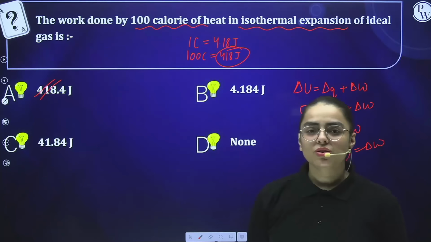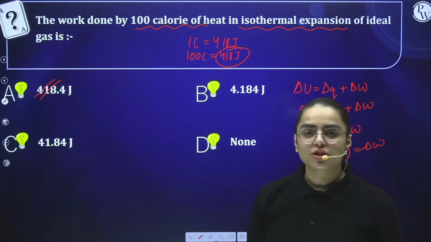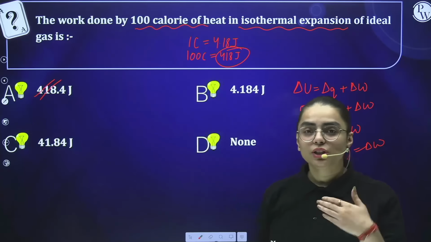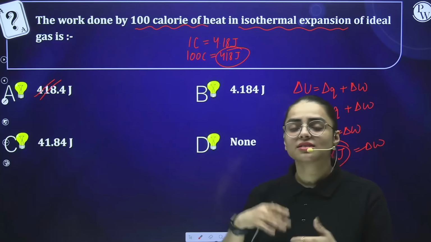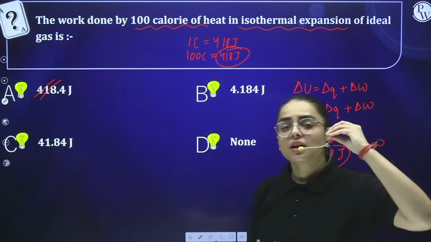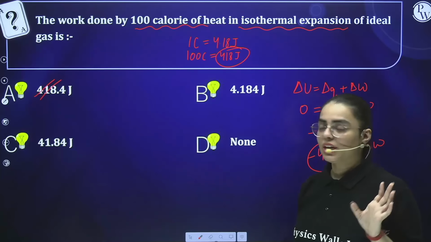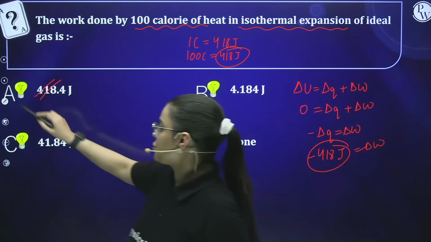See, negative and positive signs basically represent expansion and contraction, right? Whenever heat is given to the system or heat is given by the system, it represents the process that is occurring. Okay, so the answer here comes out to be option number A.